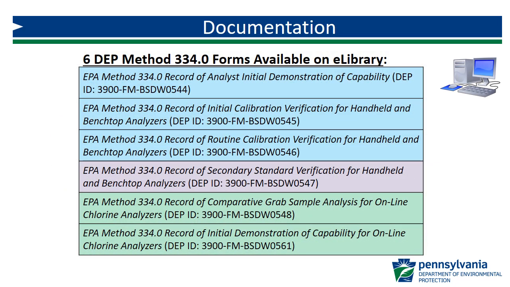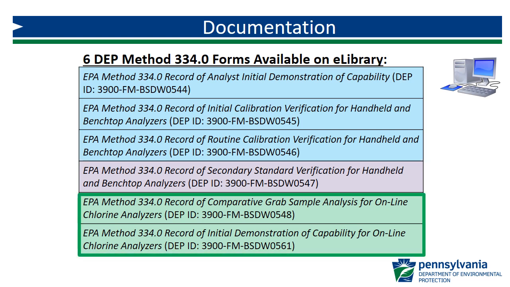Here is a list of the 6 DEP forms available. There is one for the Analyst Initial Demonstration of Capability, or IDC, one for the Initial Calibration Verification, one for Routine Quarterly Calibration Verifications, one for Secondary Standard Verifications, one for Comparative Grab Sample Analysis, and one for the Instrument IDC for online analyzers. The 3 forms shown in blue are for use with the grab sample methods, while those in green are for online analyzers. And the purple one is also for the grab method and is highly recommended but not required by Method 334.0. Each of these forms will be discussed in detail in the appropriate training videos.